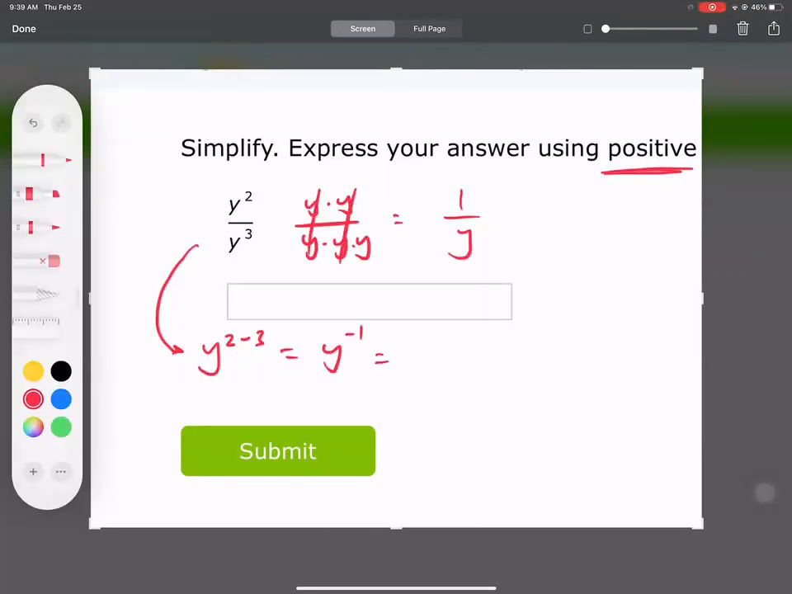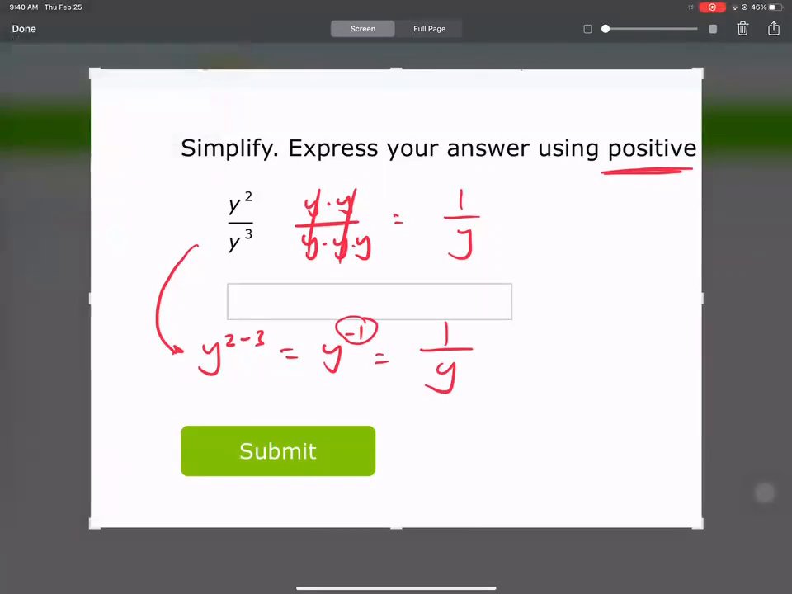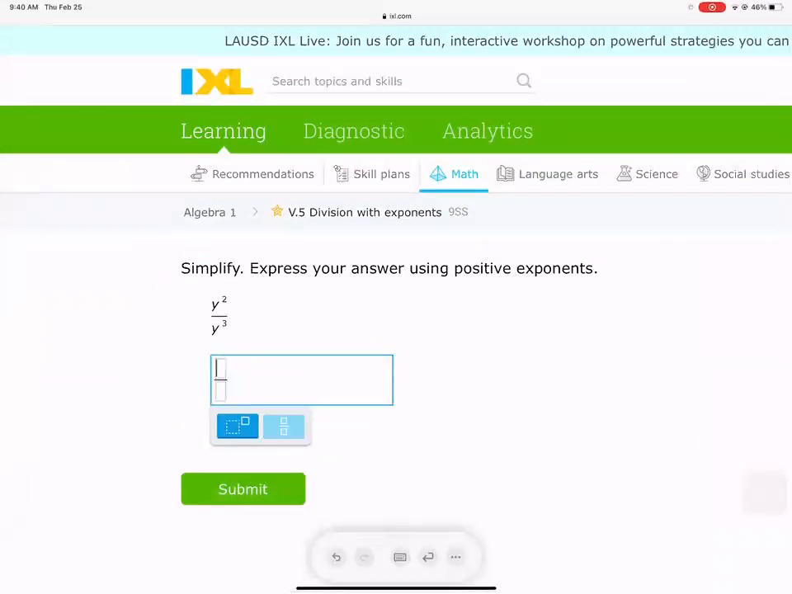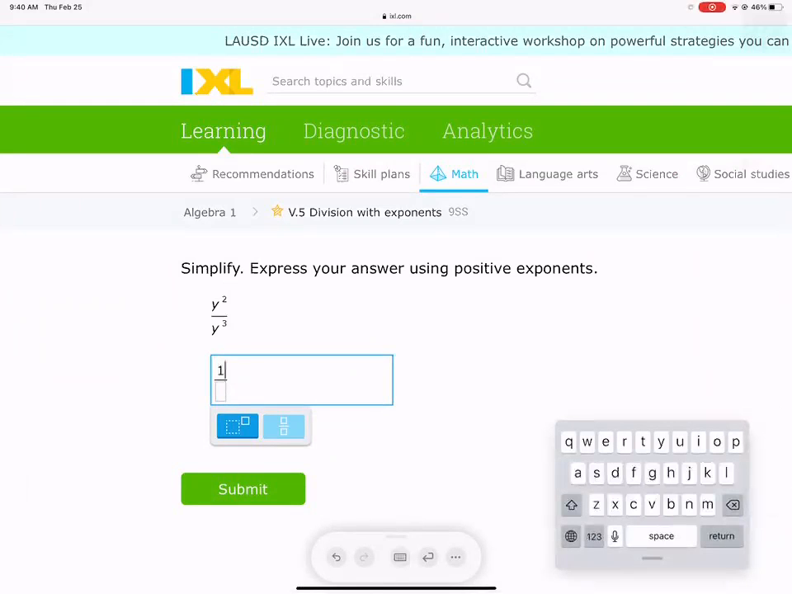What is a positive exponent? It means you don't belong here. You need to go back to where you're positive. Okay, let's write that. So I'm going to type it as a fraction, 1 on top, and the letter y on bottom. 1 over y.